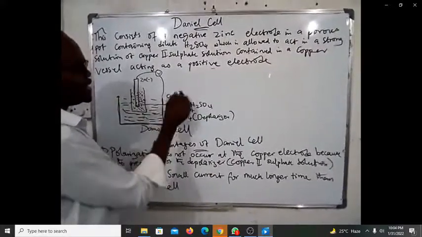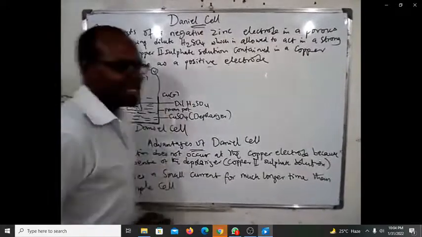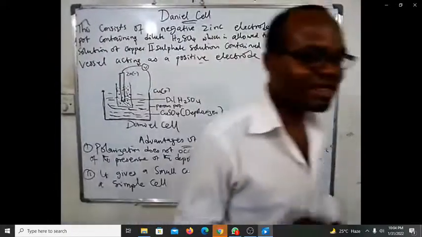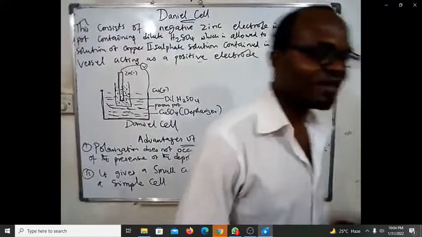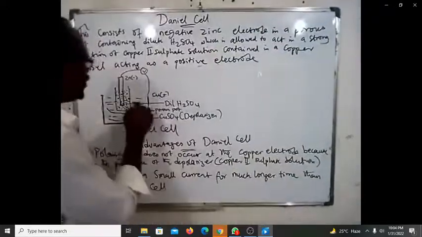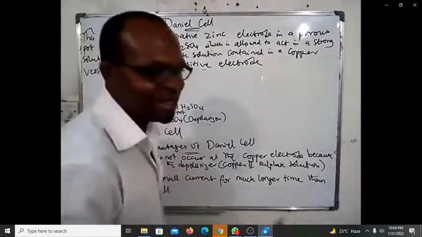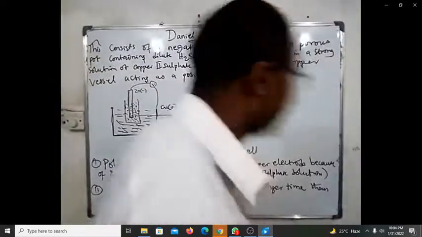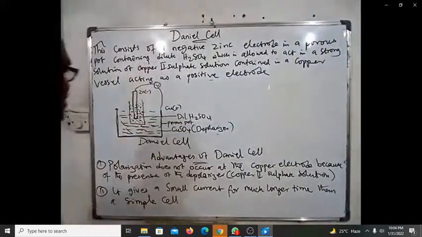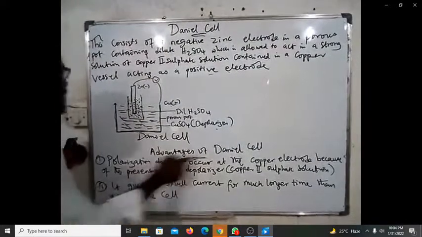So, you know that on the copper electrode that is positive, there is always polarization happening, which is one of the defects of simple cell. But because of the fact that we are using copper sulfate, which is a depolarizer, there will be no polarization effect on Daniel cell. And that's why we have the advantages of Daniel cell.